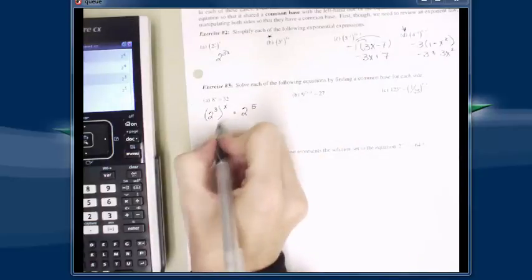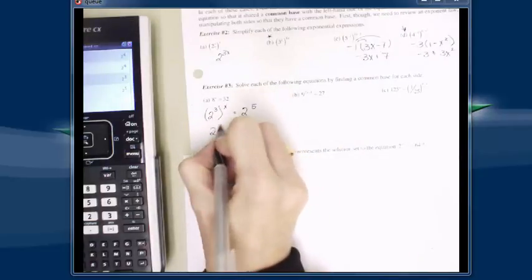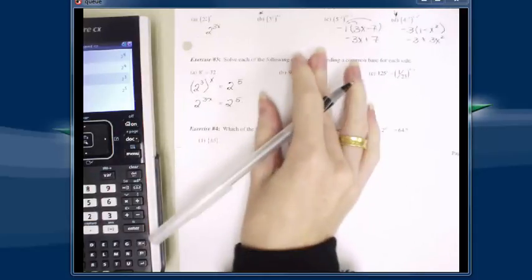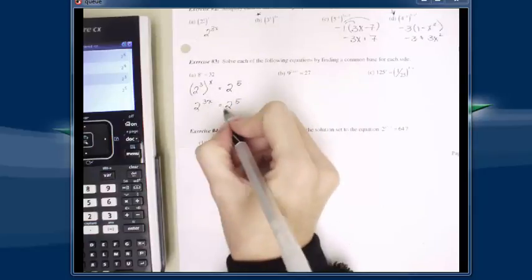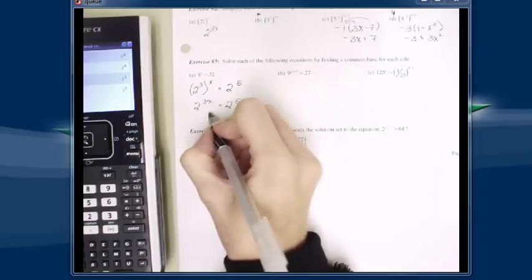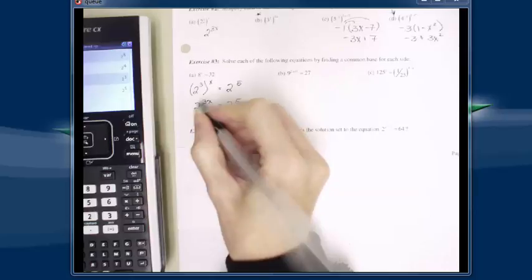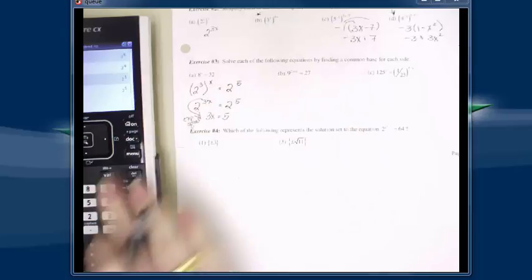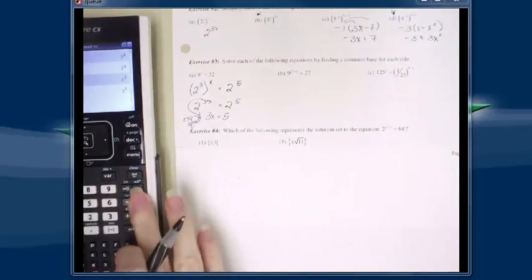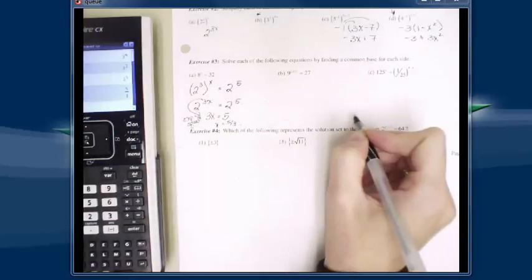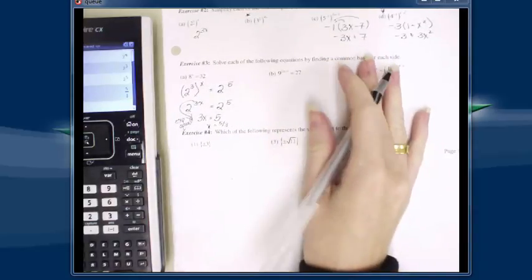Now, first, power to a power, so I have 2 to the 3x equals 2 to the 5th. And the cool part about this, the bases are equal, they're both 2's. And I know that the whole expressions are equal because there's an equal sign in between them. I can set the exponents equal. So then to solve that, divide by the 3, and I'll have 5/3. All right, let's look at another one.